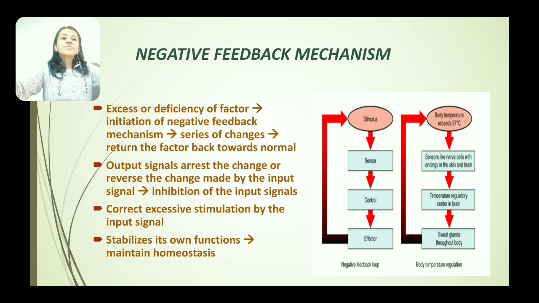Now, negative feedback mechanism. Whenever some factor becomes excessive or deficient, the control system initiates negative feedback. Means there is a series of changes that occur. These changes result in return of the factor towards normal and thus maintain homeostasis. So you can say output signals arrest or reverse the change made by input signals, and they inhibit the input signals. In this way they correct the excessive stimulation by the input signal and stabilize their own function for homeostasis.